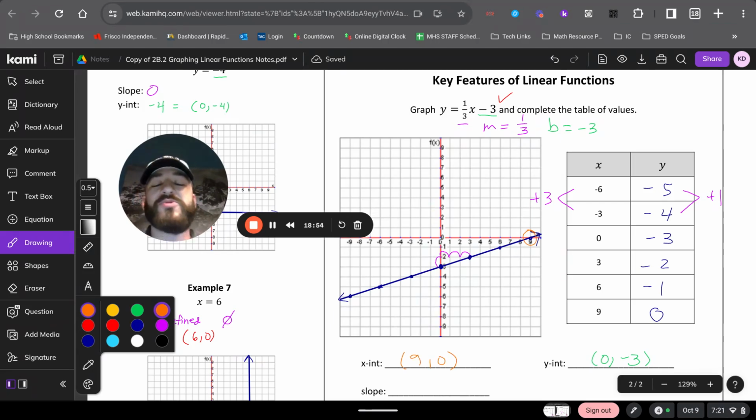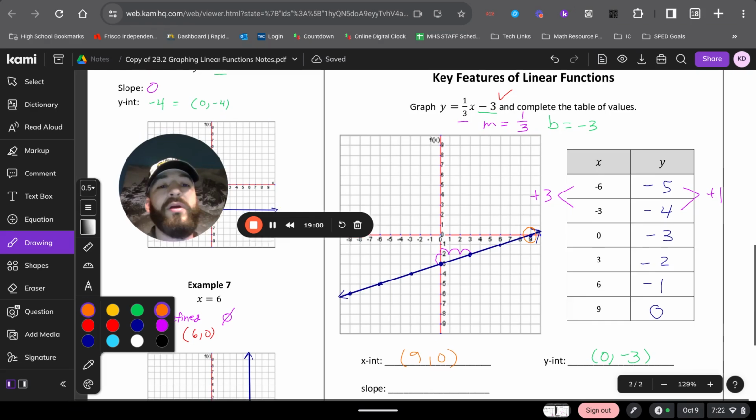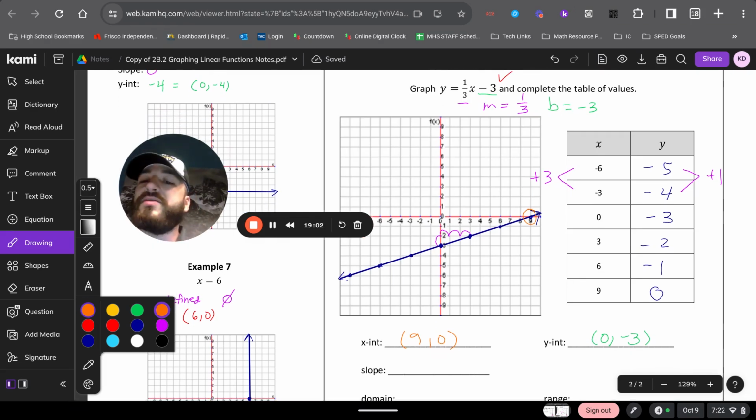And remember the big difference between an x-intercept and a y-intercept. An x-intercept is a number then 0. A y-intercept is 0 then a number. Then our slope, we've also talked about that one before today. It's that m value, or in this case, 1/3.